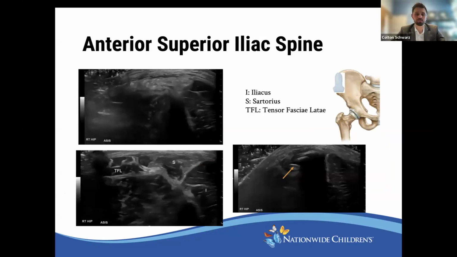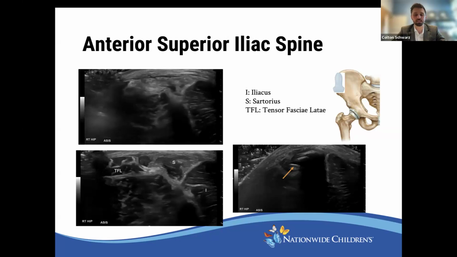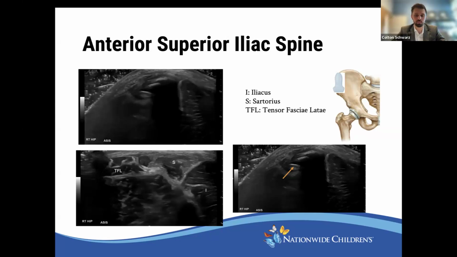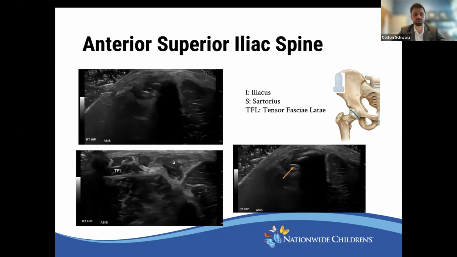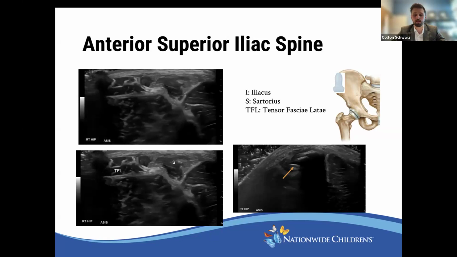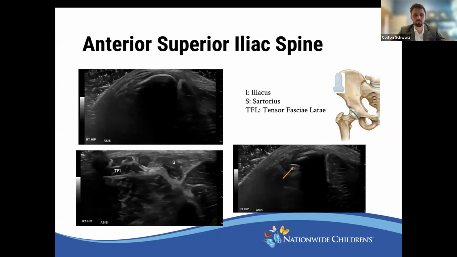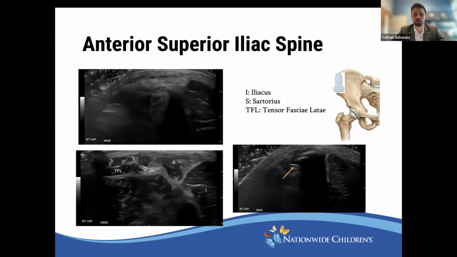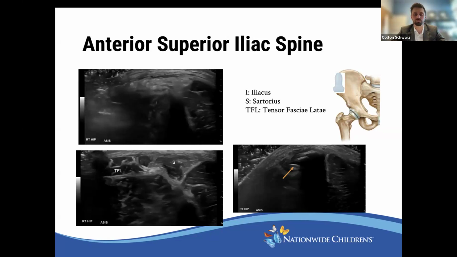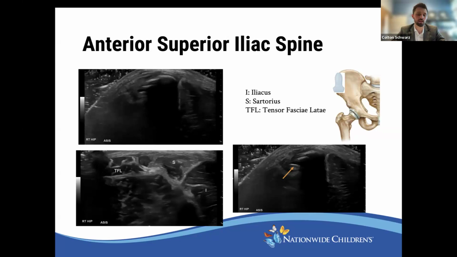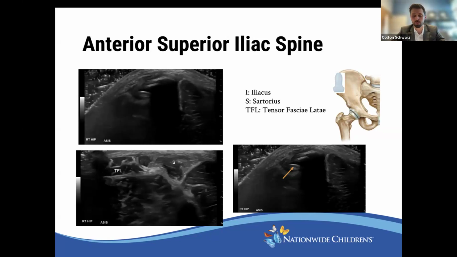In our transverse axis orthogonal view, we'll start at the ASIS and move inferiorly. As you do this, you'll see that TFL tendon and muscle to the lateral side or left of the screen, and the sartorius tendon more to the superior medial aspect. Way further medial is the iliacus muscle. It's difficult to appreciate in this view. However, there's questionable hypoechogenicity and slight loss of fibrillar pattern in the TFL tendon as it's attaching laterally along the ASIS, as we saw in our other view.